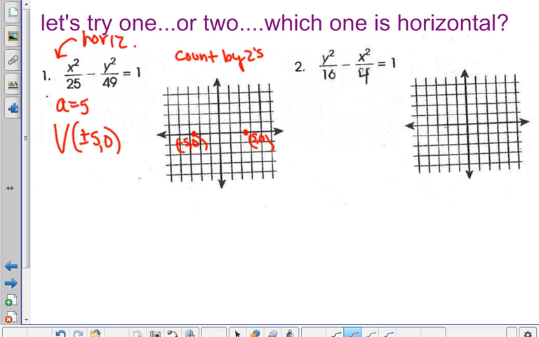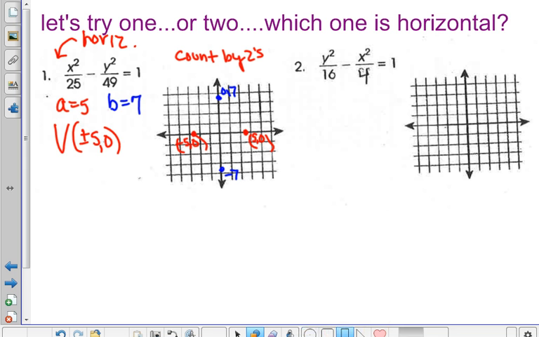Now, to draw this accurately, we need the other 2 points on the y-axis, which are only part of the auxiliary rectangle. They're not actually part of the picture. But how far does our rectangle go up on the y? So 2, 4, 6, 7. And that's going to help us draw this, but honestly, it's not part of the hyperbola itself.